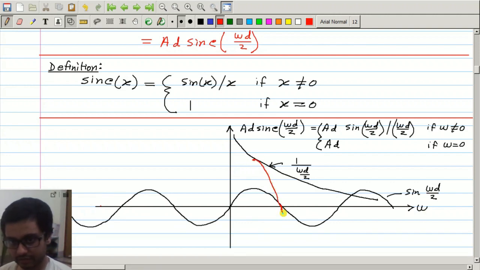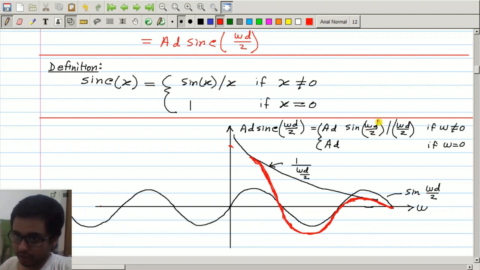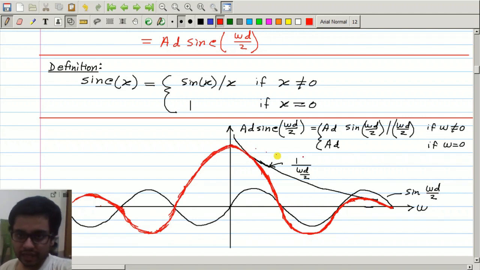And at omega equal to 0, this will become 1, which is also the same as the limit omega tending to 0 of sine omega d by 2 divided by this. If you take the limit omega tending to 0, this is also 1. So it will be somewhat like this, and the left side will also be symmetric to the right side, because this is an even function. Sine is an odd function, 1 over omega d by 2 is an odd function, and product of two odd functions is an even function. And finally you have this constant AD multiplied to everything. So this height will be AD.